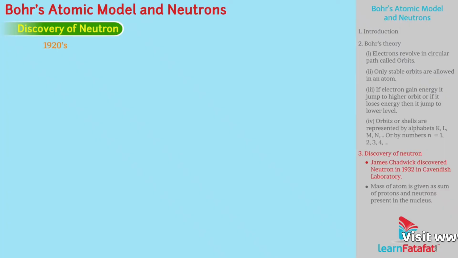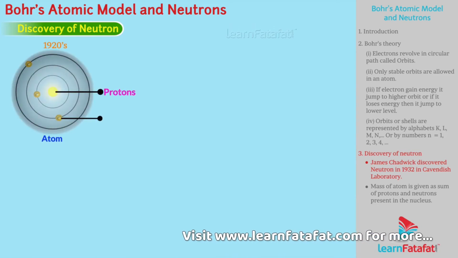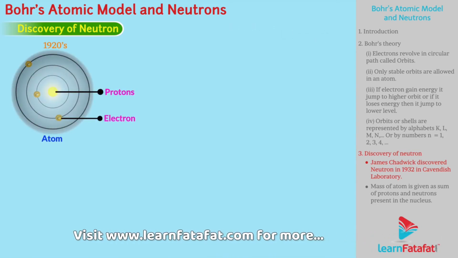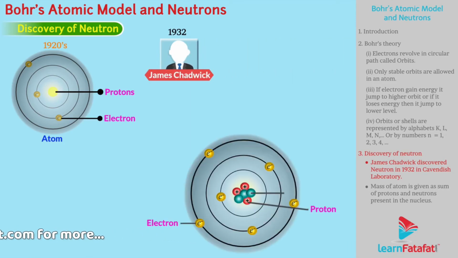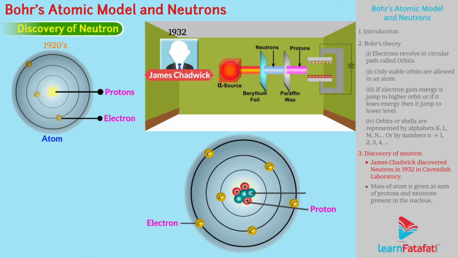Around 1920s, it was believed that atom is composed of protons and electrons. In 1932, James Chadwick discovered another subatomic particle while experimenting in Cavendish laboratory. This particle was named as neutron.